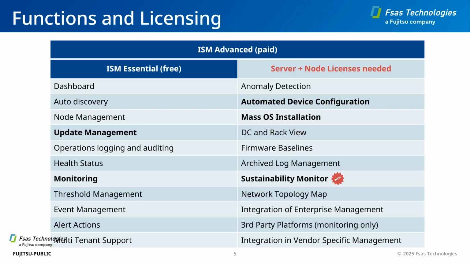As you can see on the slide, both versions offer a customizable dashboard, node and update management, and health status monitoring. However, ISM Advanced adds powerful features like anomaly detection, automated device configuration, mass operating system installation, data center and rack view, and much more. The latest addition to these features is the Sustainability Monitor, showing the carbon footprint of your server infrastructure.